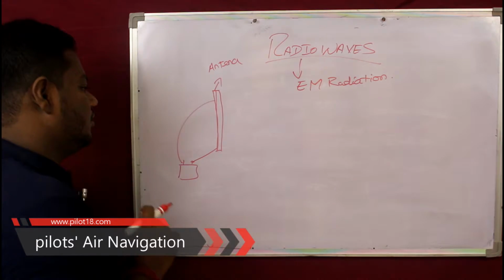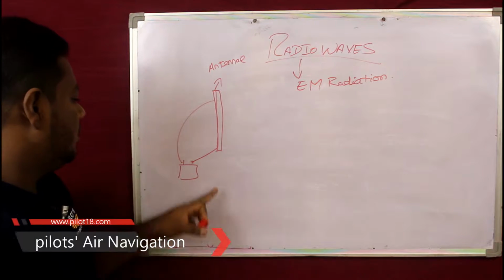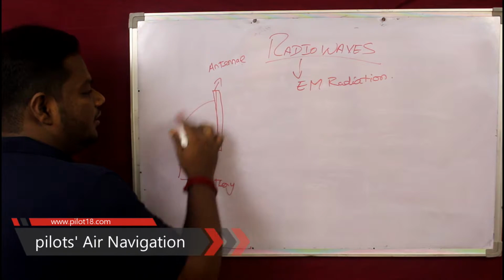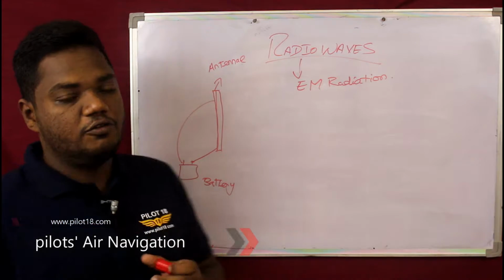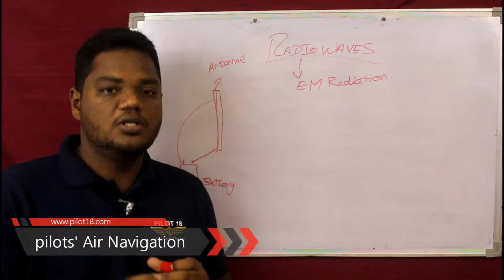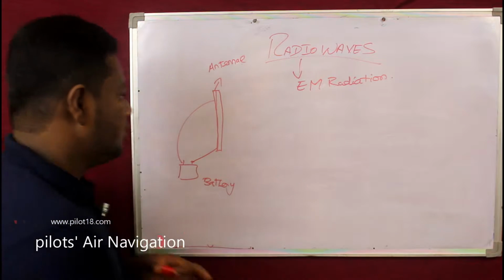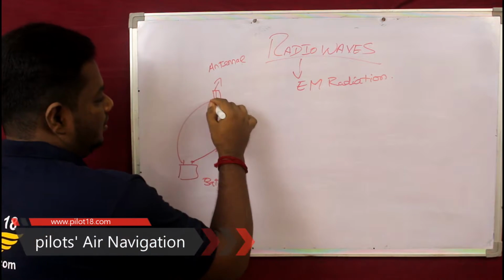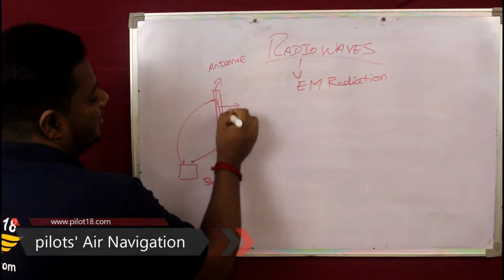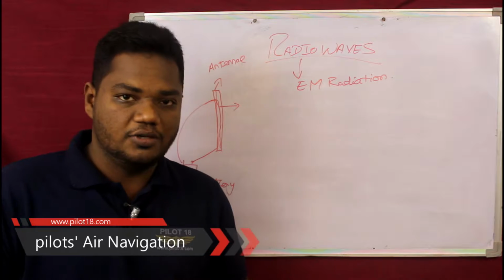Now, if this battery's positive and negative are connected to the metal rod, there will be a current flow in the metal rod, and when there is a current flow, there will be a magnetic field. That's the property of current. Whenever there is a current flow, a magnetic field is set up at 90 degrees to the electric field. If I send the current in this direction, there will be a magnetic field set up at an angle perpendicular to the electric field. Magnetic field and electric field are perpendicular to each other, right?